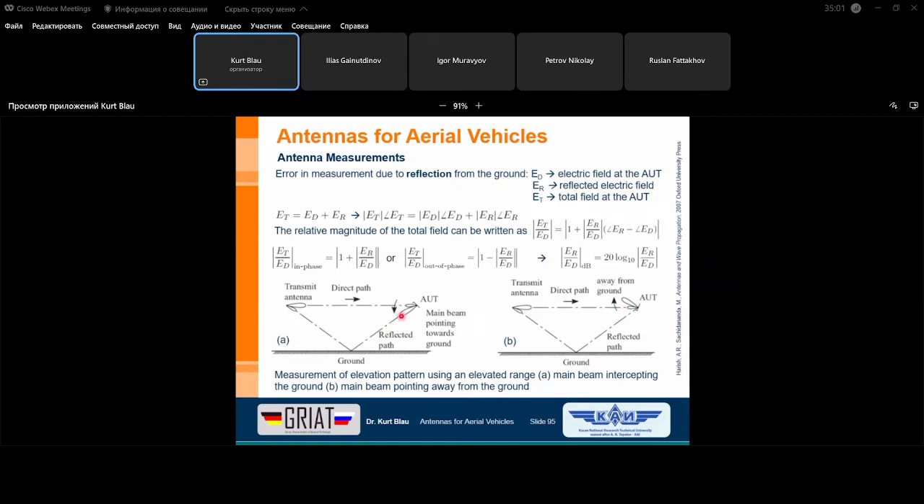We can show two different cases. In one case, if you want to determine the elevation pattern here, you have to turn the antenna in this direction, for instance, or this direction, doesn't matter. But in a certain measurement scenario, the main beam looks directly to the reflection on the ground, and this makes a problem. On the other side, if you turn the antenna further so that a zero occurs in the direction of the reflection, then there's no influence on the pattern.